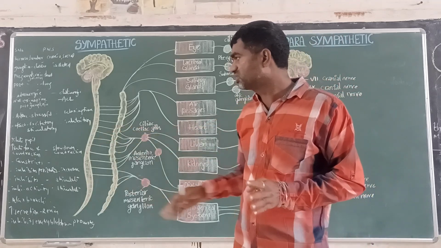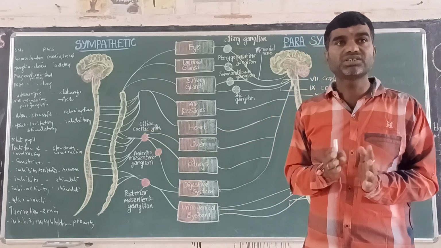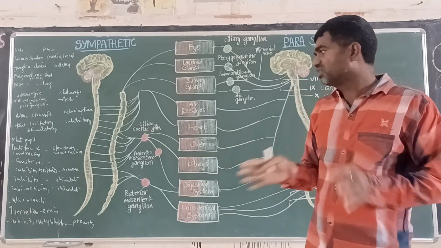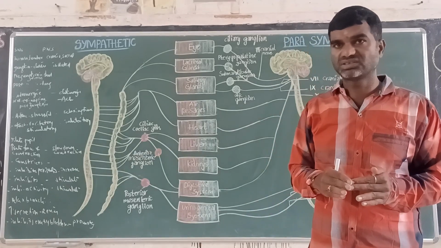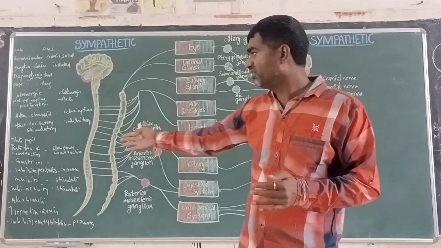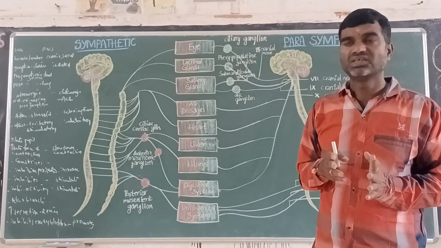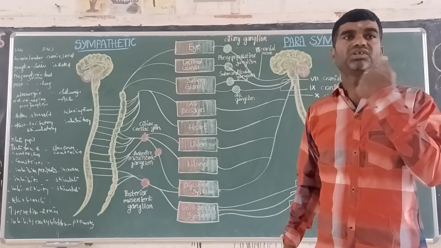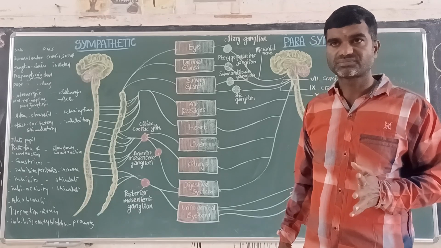And in the digestive system, the sympathetic neuron inhibits peristalsis. And the parasympathetic stimulates peristalsis. And next, the salivary glands: the sympathetic neuron inhibits saliva, and the parasympathetic neuron stimulates the secretion of saliva.